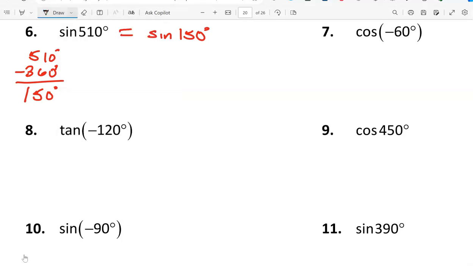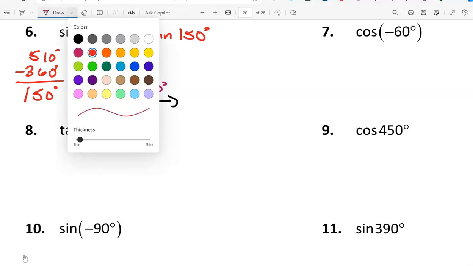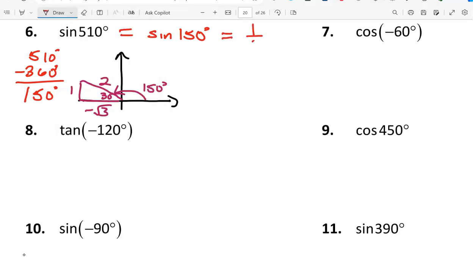And I'm going to draw a reference triangle for 150 degrees. That terminates in quadrant 2, and our reference angle is 30 degrees. Opposite is 1, adjacent is negative square root of 3, and hypotenuse is 2. So sine of 150 degrees is equal to 1/2.